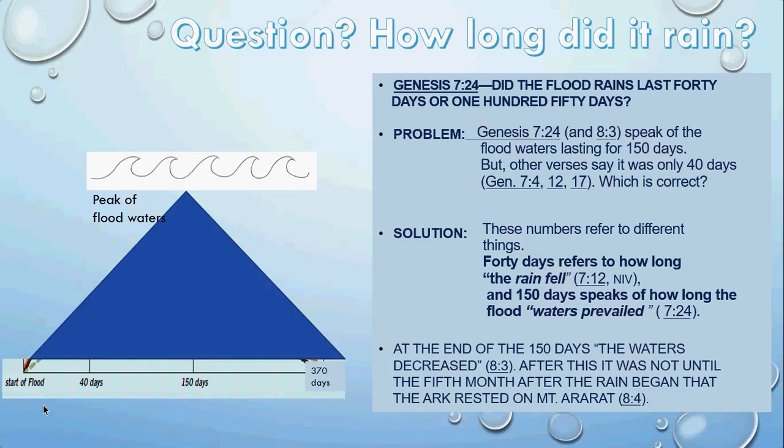Solution: these numbers refer to different things. 40 days refers to how long the rain fell. That's in verse 7:12. And 150 days speaks of how long the waters prevailed. That's 7:24. At the end of the 150 days, the waters decreased. That's verse 8:3. After this, it was not until the 5th month after the rain began that the ark rested on the mountains of Ararat, and that is verse 8:4.